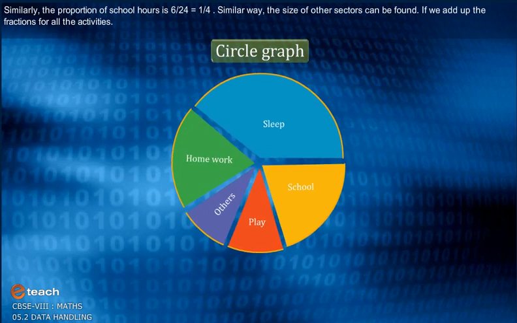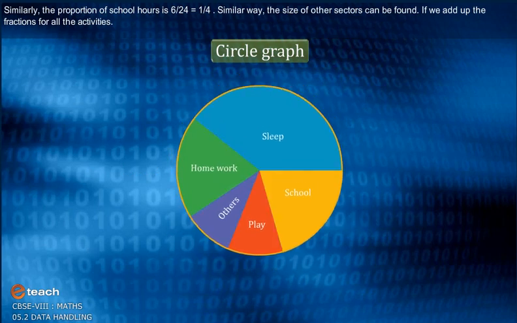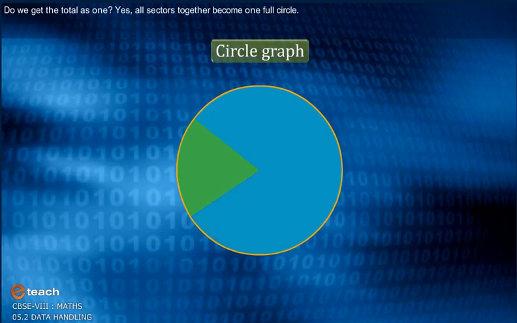If we add up the fractions for all the activities, do we get the total as 1? Yes, all sectors together become one full circle.